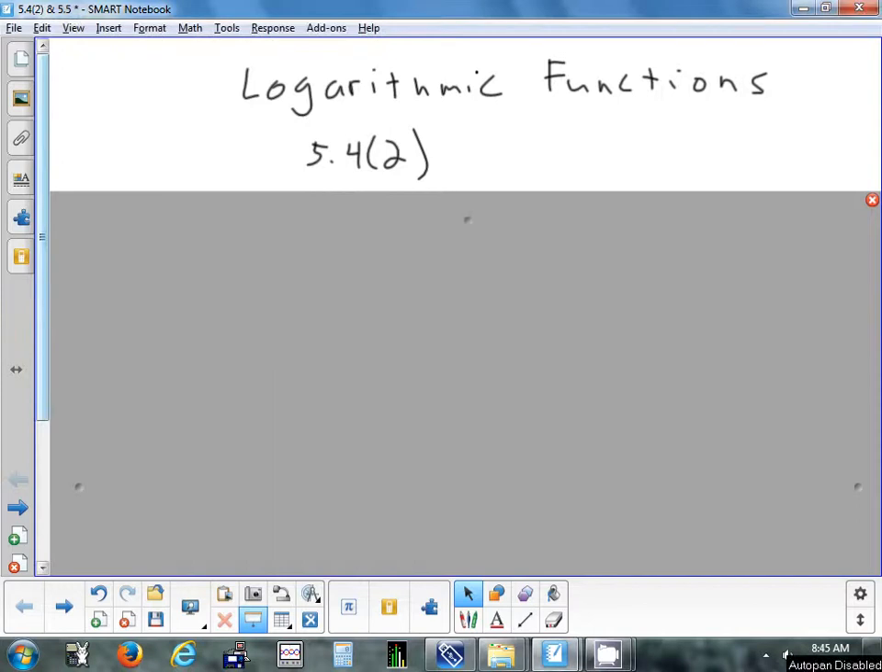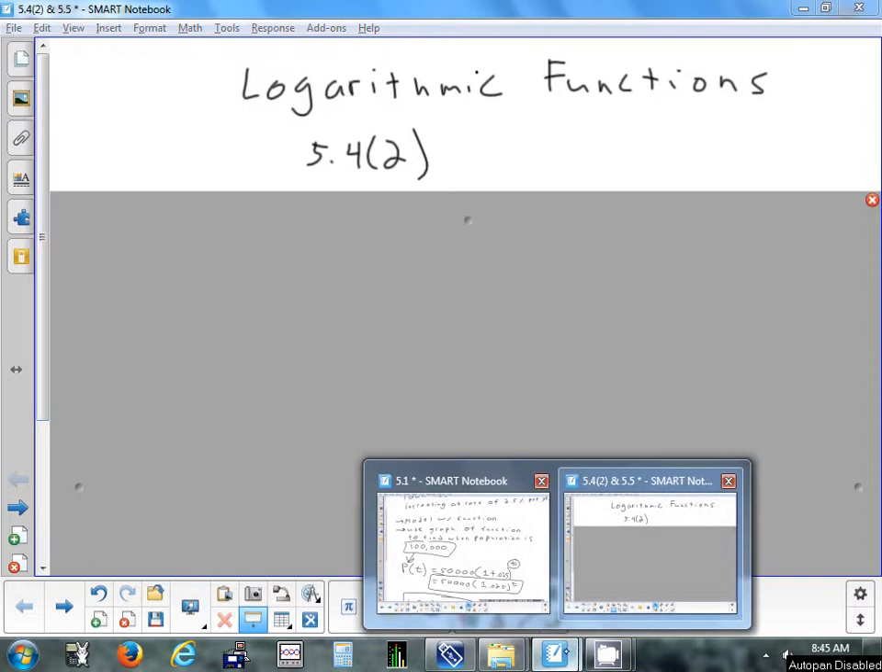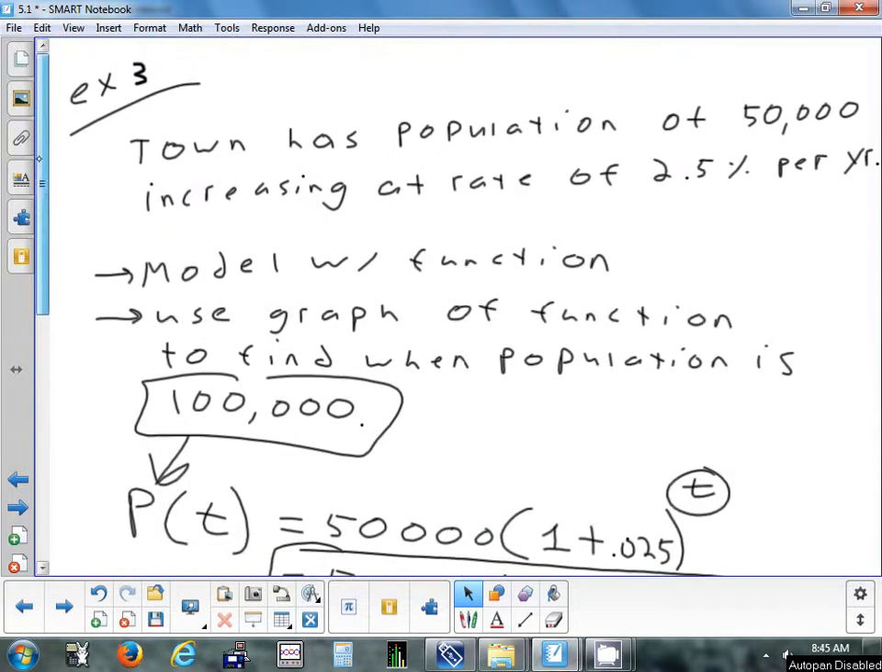All right, so today we're going to start off looking at section 5.4, part 2. Okay, we've already looked at 5.4, part 1, which dealt with basic properties of logarithms, how we can combine logs, we can split logs, all that stuff. And we're going to use this to help us solve a problem we did last time.